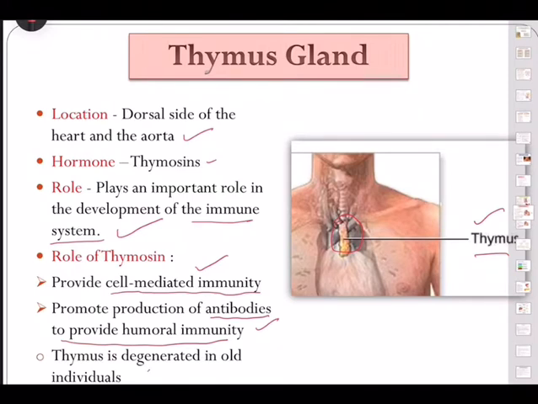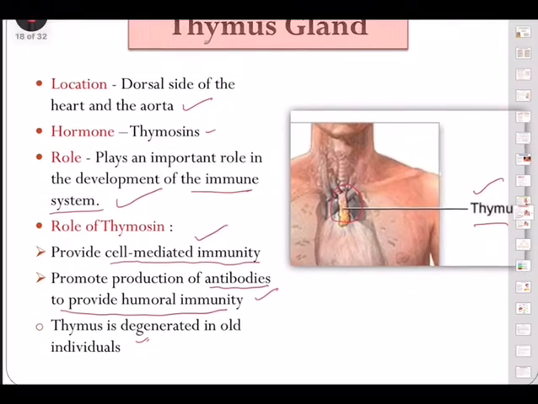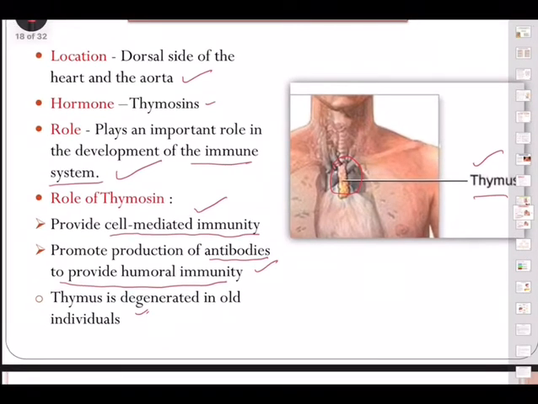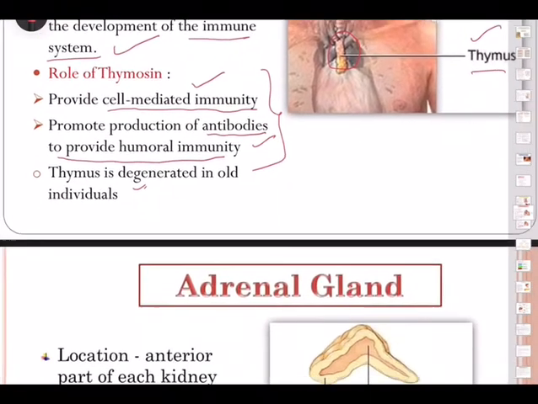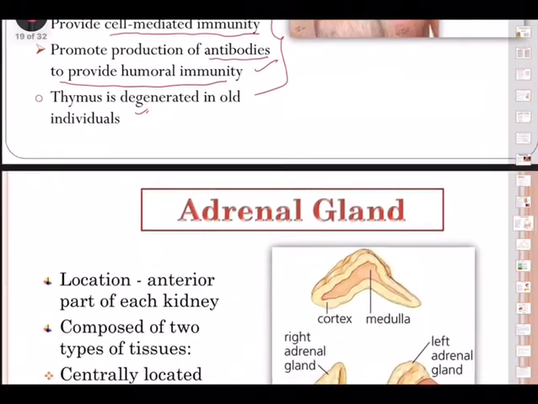And the thymus degenerates in old individuals. That's why old people often get diseases. This is the reason, and that's why we have to give a lot of importance to the thymus gland, because of these two reasons. It provides cell-mediated immunity and a lot of antibodies will be produced by this. Hence, thanks to the thymus gland.